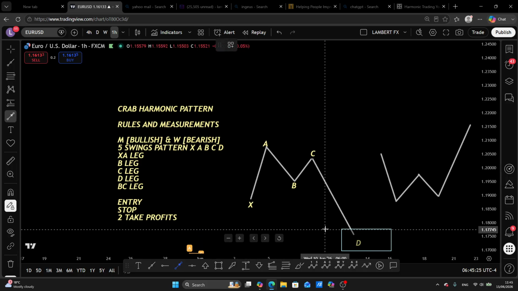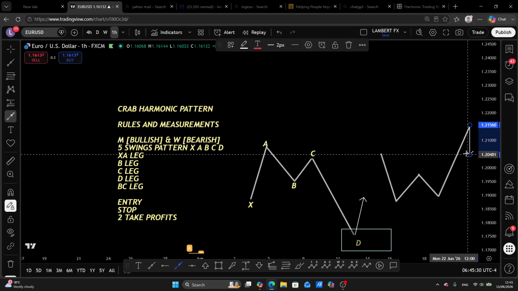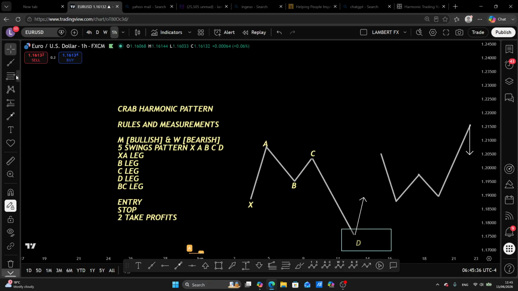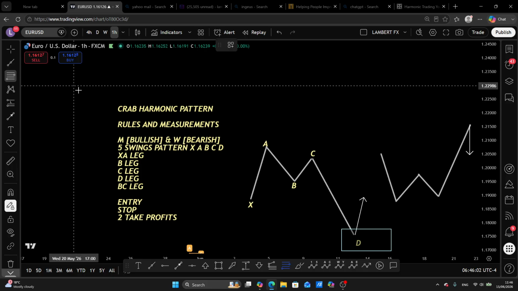So the first thing that you need to do when you identify an M or W pattern is to grab your Fib retracement tool. If you go to Fibonacci right here, you need a Fib retracement. For all harmonic trading patterns or measurements, we need to use the Fib retracement and the trend-based Fib extension. For the first phase of the measurement, we use the Fib retracement.